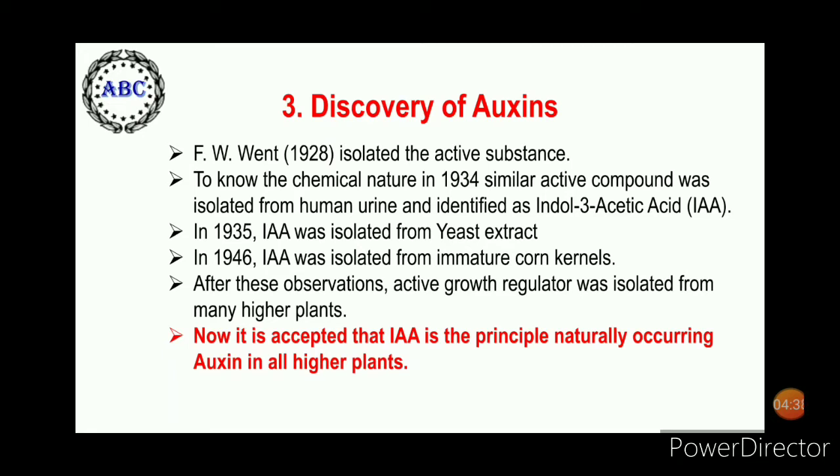In the following year, 1935, IAA was isolated from yeast extract. Again in 1946, IAA was isolated from immature corn kernels. After these observations, active growth regulator was isolated from many higher plants, and now it is accepted that IAA, that is indole 3-acetic acid, is the principal naturally occurring auxin in all higher plants.